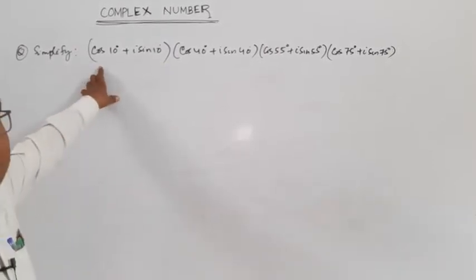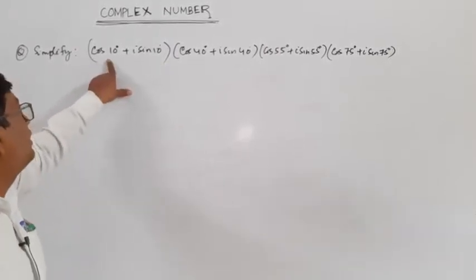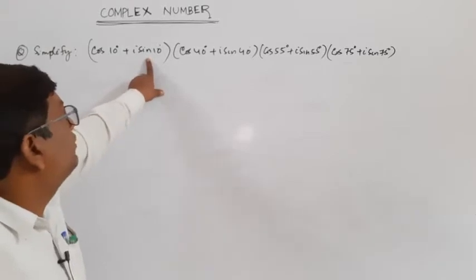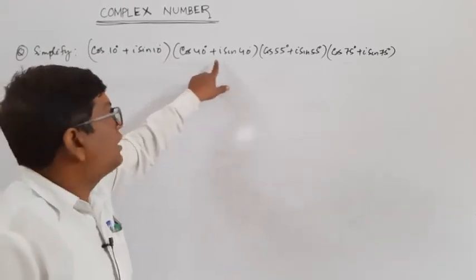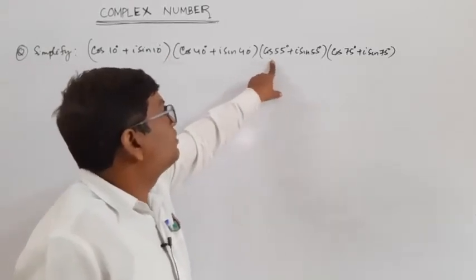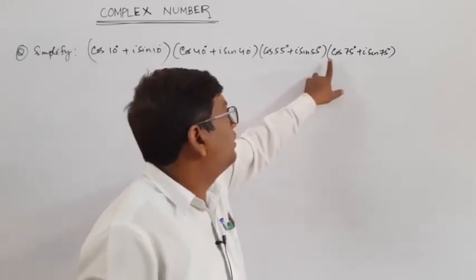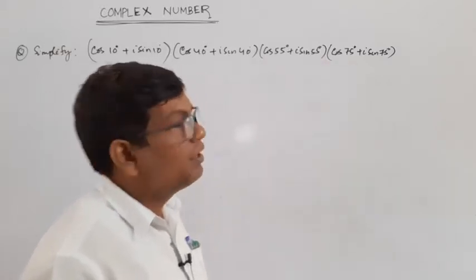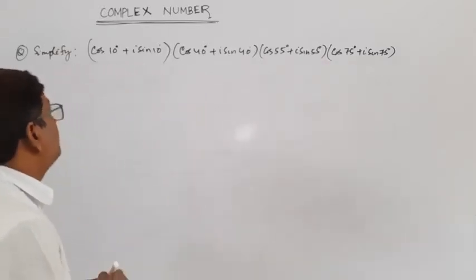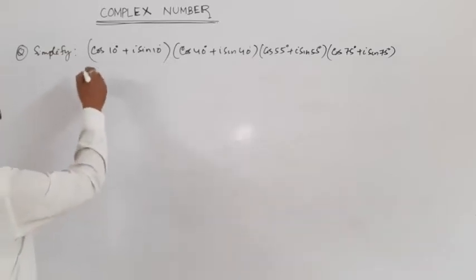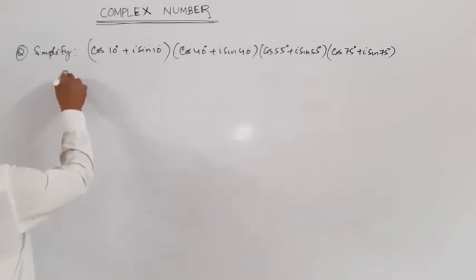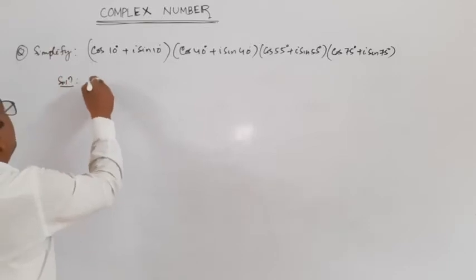Simplify this expression: (cos 10° + i sin 10°)(cos 40° + i sin 40°)(cos 55° + i sin 55°) into (cos 75° + i sin 75°). By the formula, what is the solution?